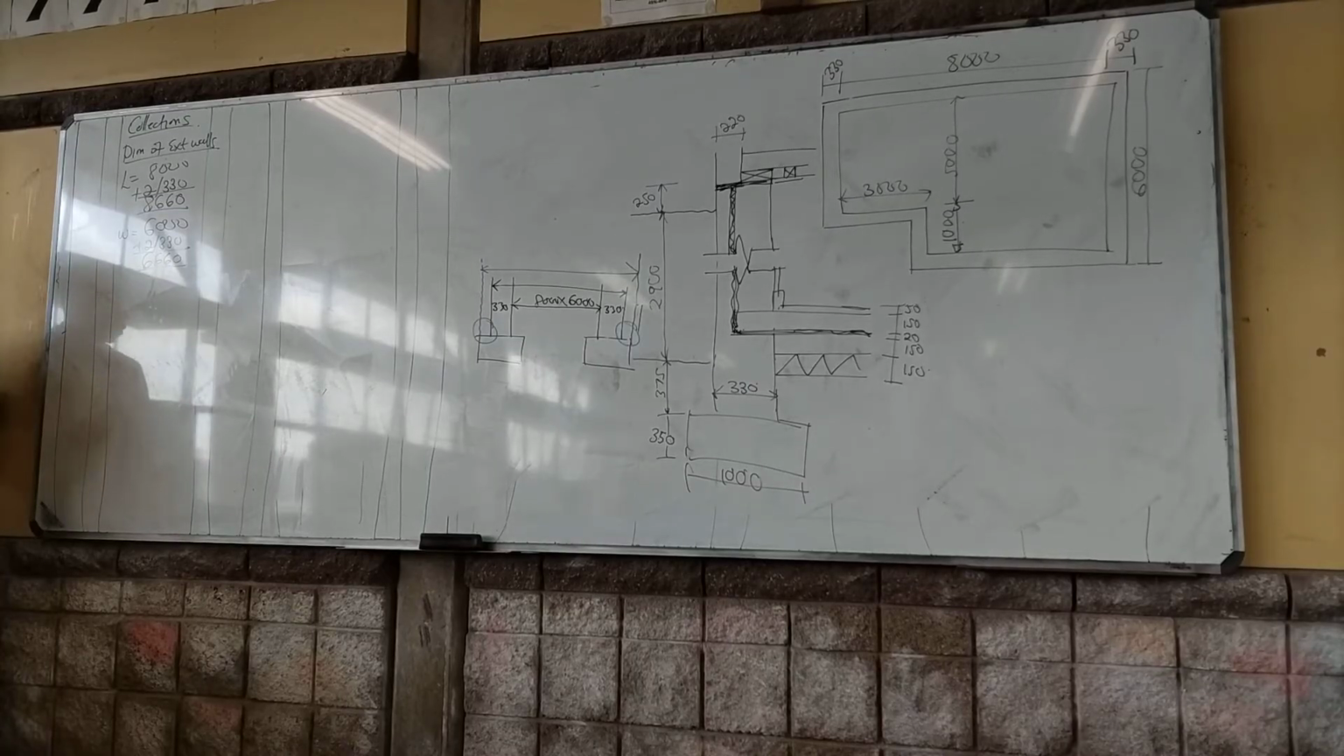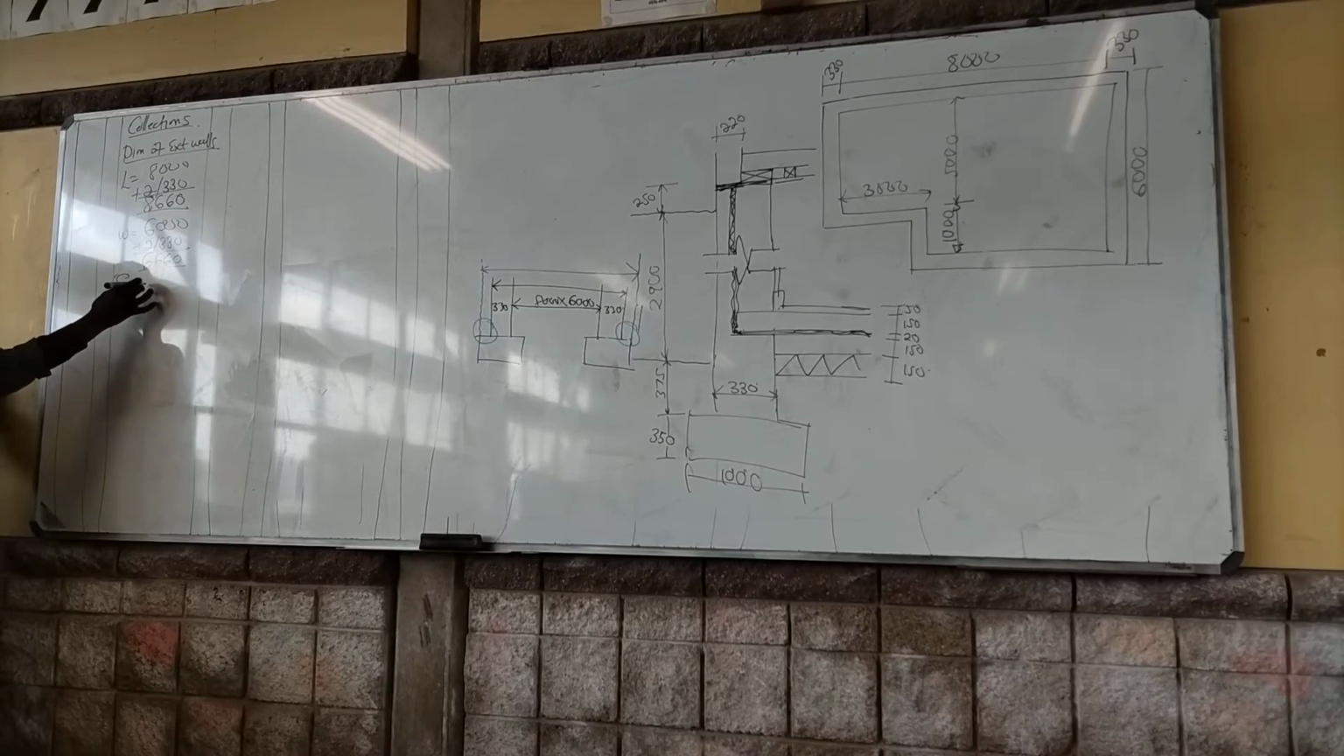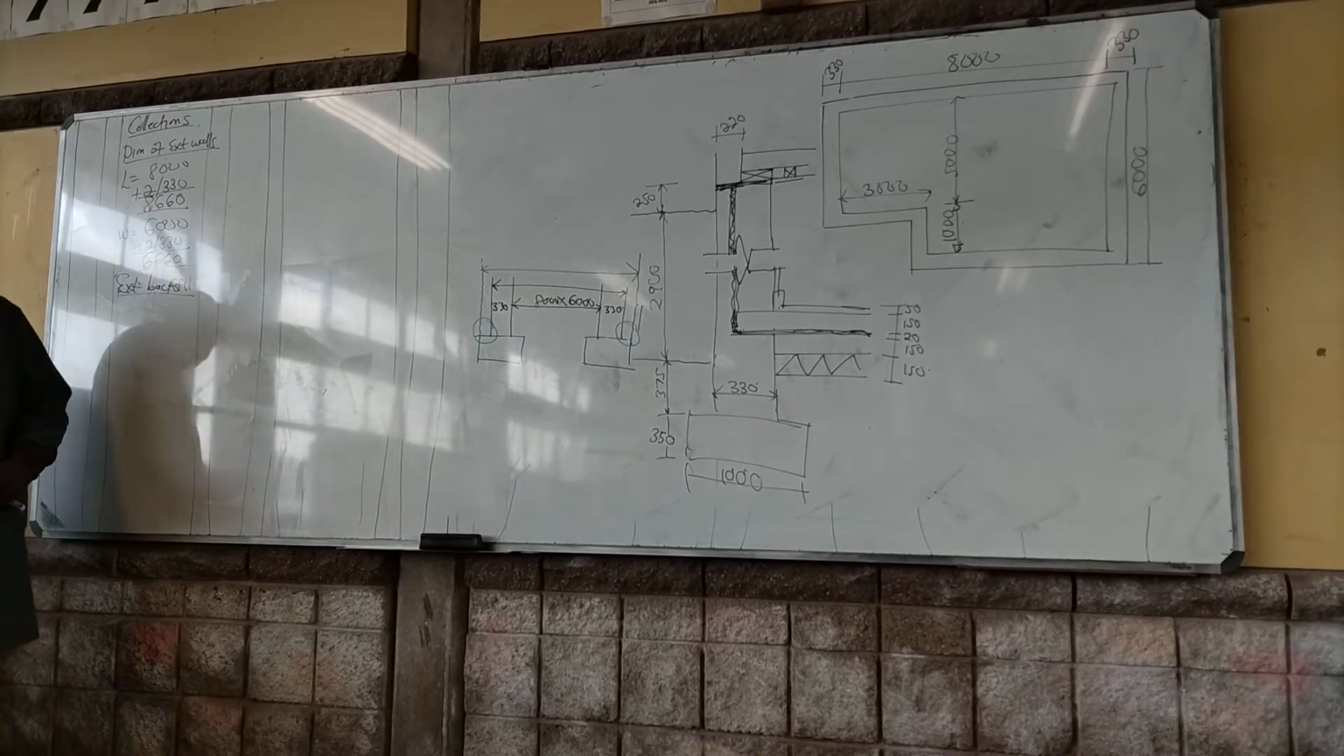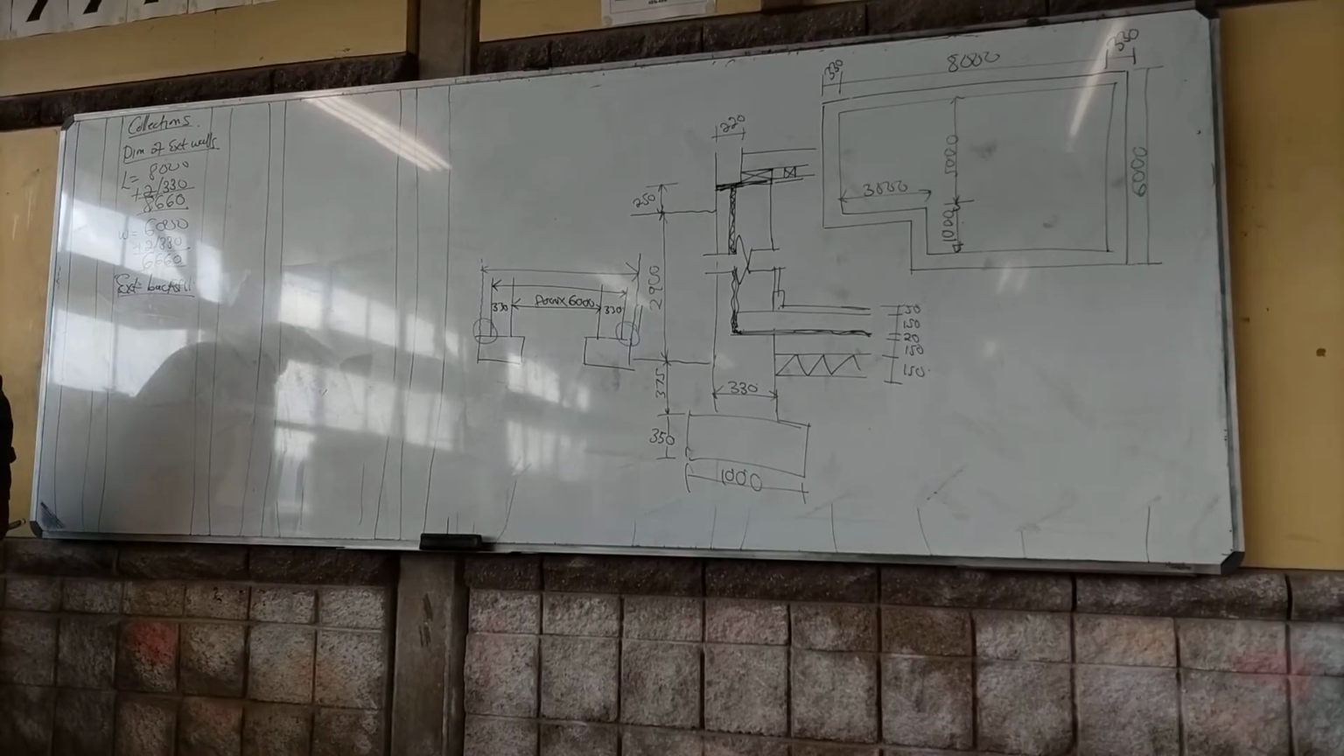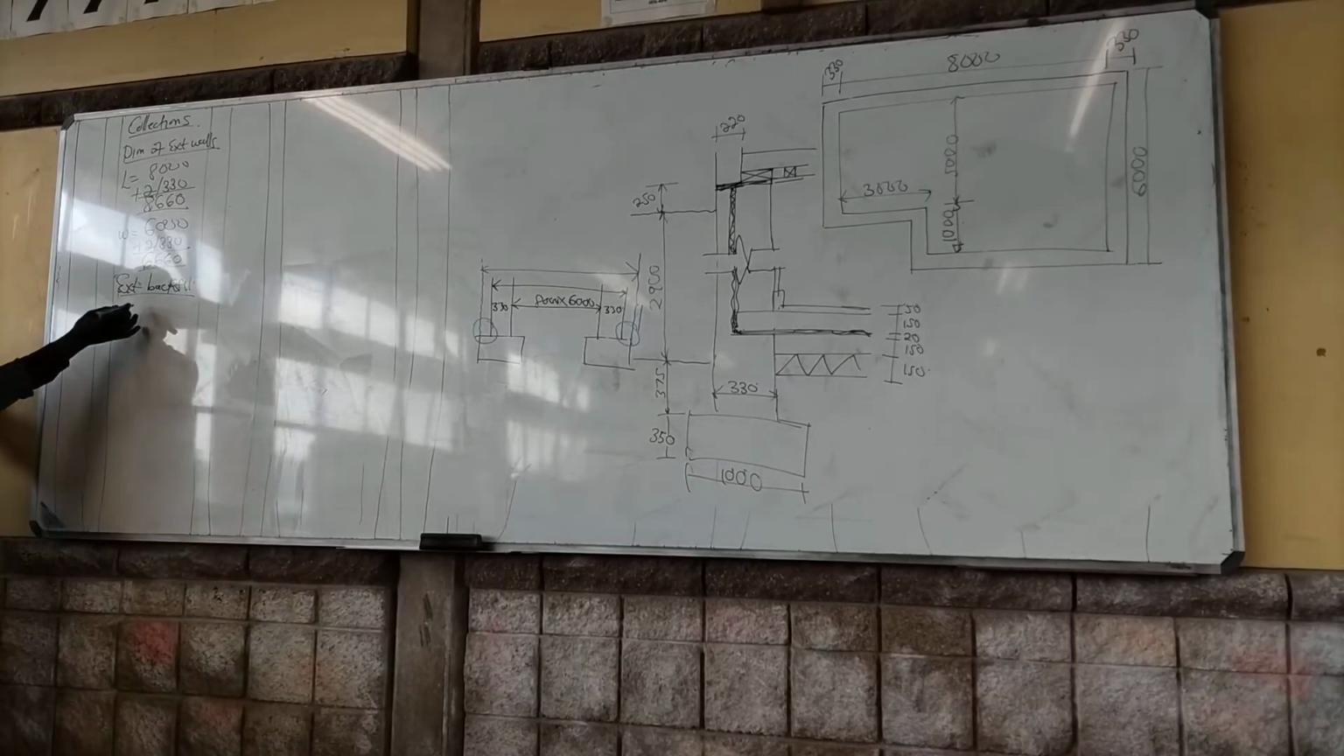Fine. So now, what is it that we have to calculate also? Let's calculate the external backfilling. We are given that the footing they said is 1,000. So if we know how to calculate the backfilling, we're going to say 1,000 minus the thickness of the wall, divided by 2. What is the answer?